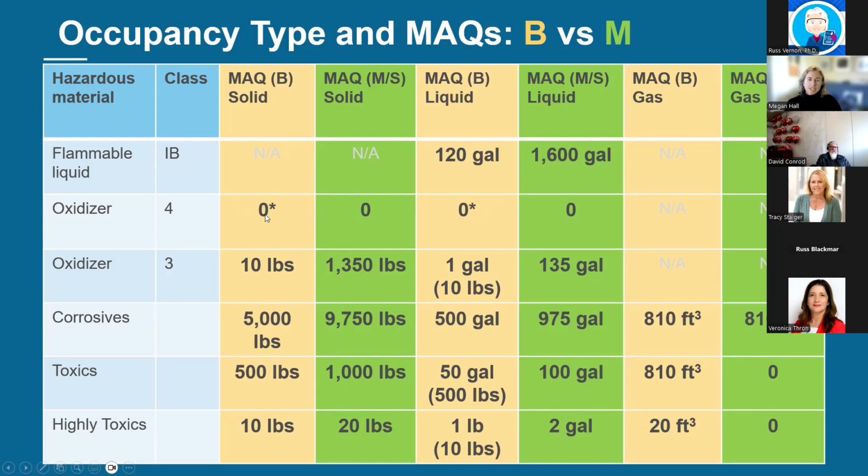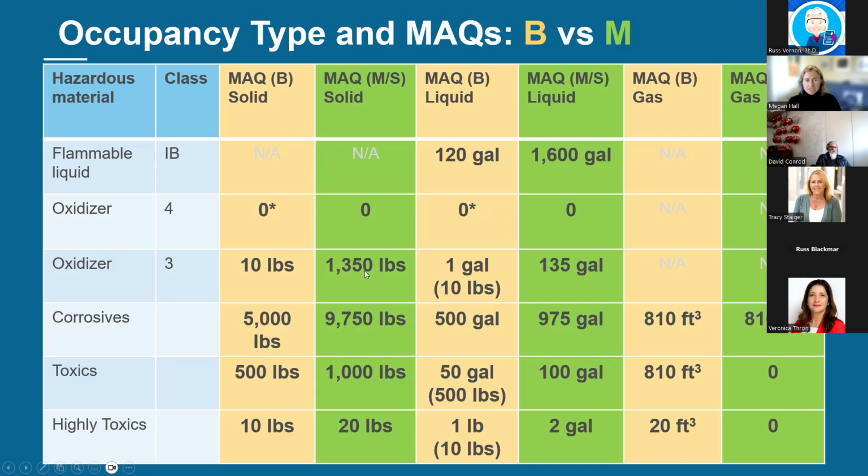Class 4 oxidizers, as I mentioned, you can't have any in a B or an M unsprinklered building, but you can actually have a small quantity in a B occupancy if you have a sprinklered building. So that's what the star means. Look at our class 3 oxidizers. If you have a B occupancy, you can only have 10 pounds in a control area, but if it's an M or S occupancy, you can have a lot more of that stuff.